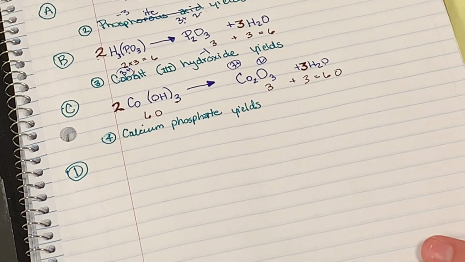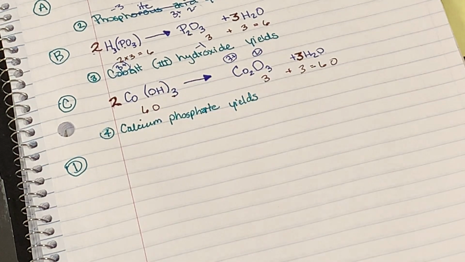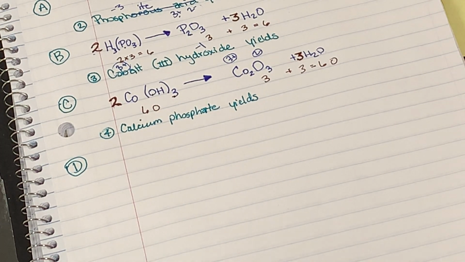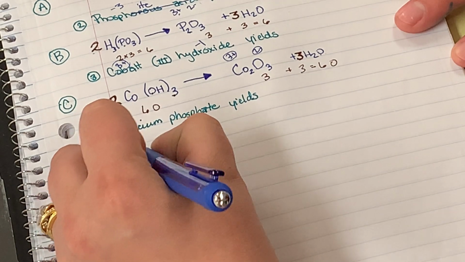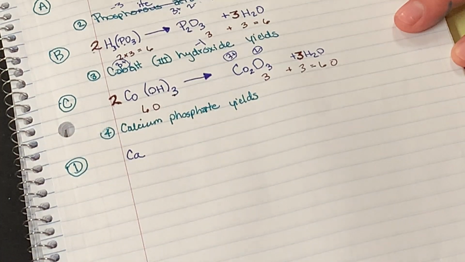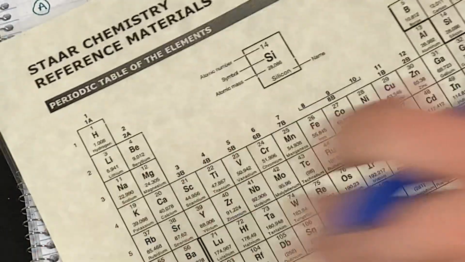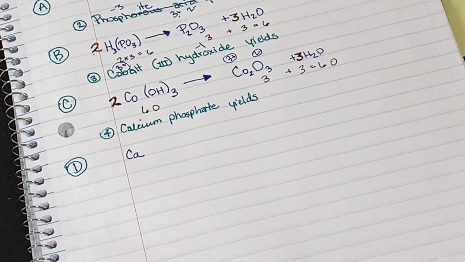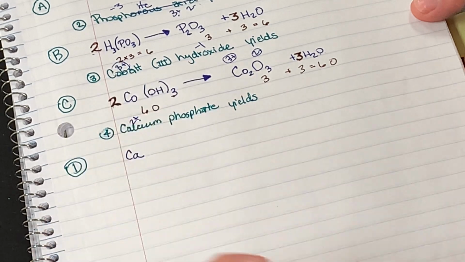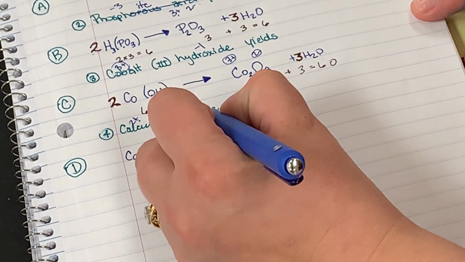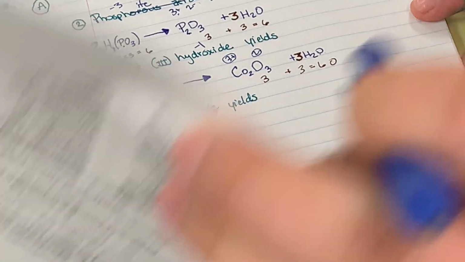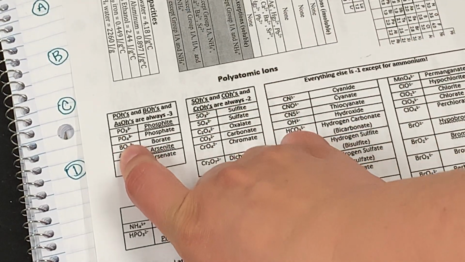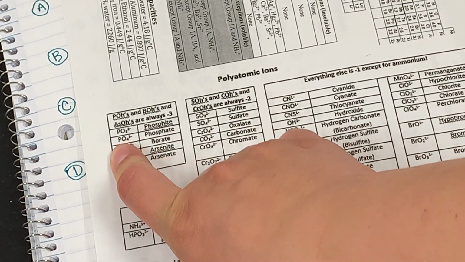This last one is another tricky one. It's a type D. We have an oxysalt, calcium phosphate. Symbol for calcium is Ca, and then we would get the charge for calcium off the periodic table. Calcium is a group 2 metal, so it's going to have a charge of 2+. Phosphate, ate, that's going to be the polyatomic ion. So we're going to grab our polyatomic ions chart, find phosphate. It is PO4 with a 3- charge.